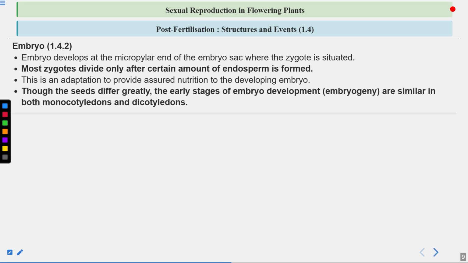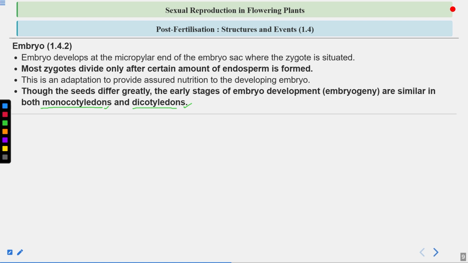Though the seeds differ greatly, the early stages of the embryo development, embryogeny, are similar in both monocotyledons and dicotyledons, right? Though the seeds differ greatly, there are different types of seeds. The early stages of embryo development, that is the embryogeny, are similar in both monocots and dicots. Two types of angiospermic plants are there, monocot and dicot. I hope you all know what monocot and dicot are.